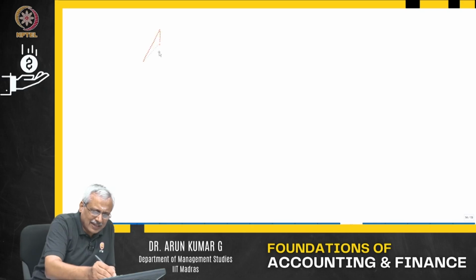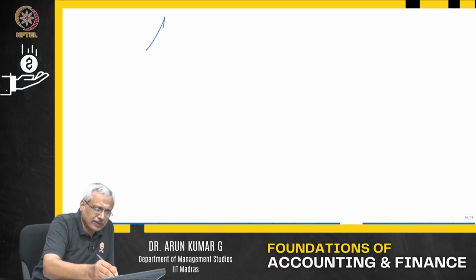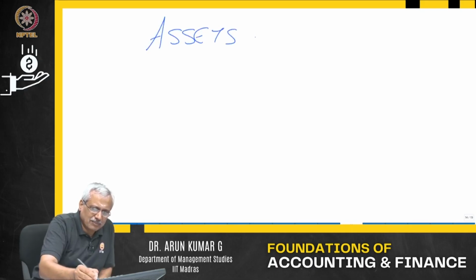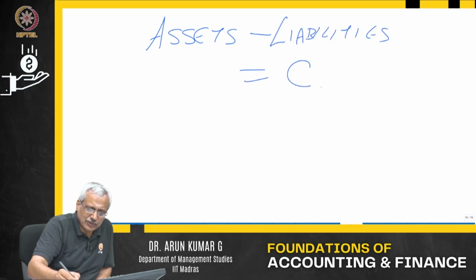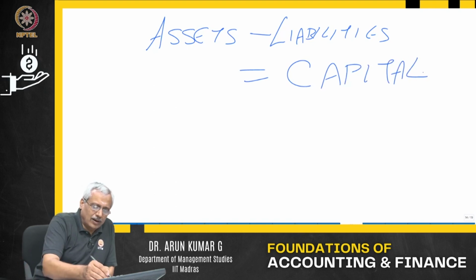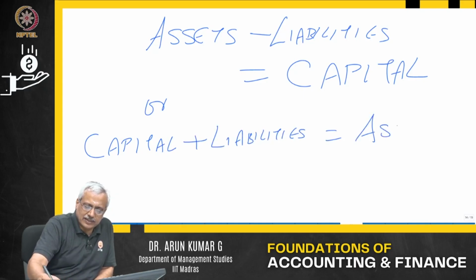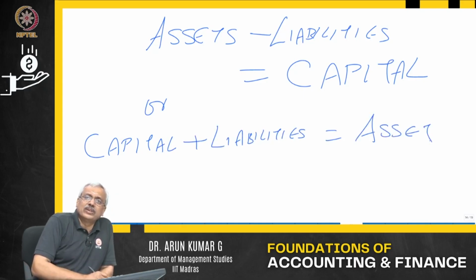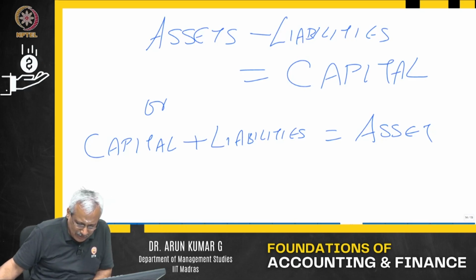We say that always, assets minus liabilities is equal to capital, or whatever you can say, capital plus liabilities is equal to assets. So this is what we call the accounting equation. That means, what am I saying? Let us go back to the Excel sheet. I will be able to explain it better.